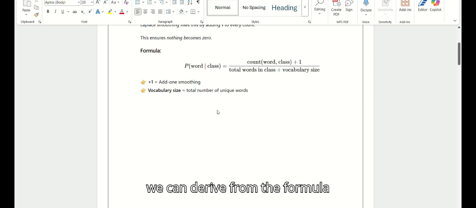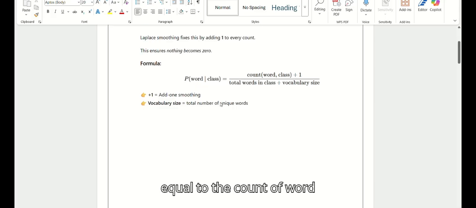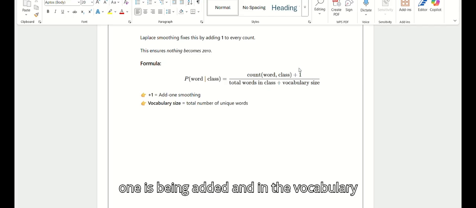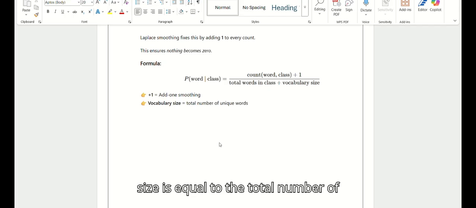So here we can derive from the formula that the probability of the word given class is equal to the count of word in class plus 1, divided by the total words in class plus vocabulary size. So we can observe that here the 1 is being added, and the vocabulary size is equal to the total number of unique words.